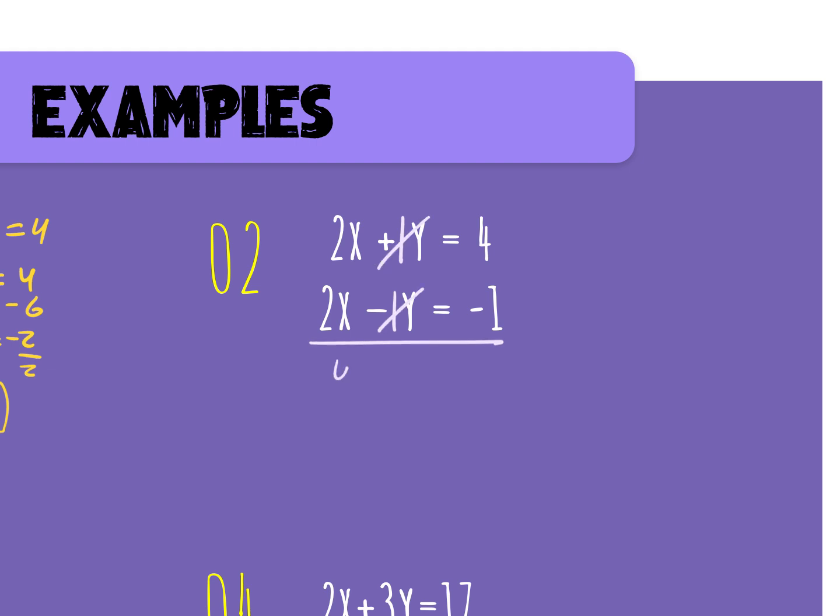Then 2x plus 2x is going to get you 4x. 4 minus 1 is going to get you a 3. So very simply, to get x, just divide both sides by 4, and you get x is 3/4.